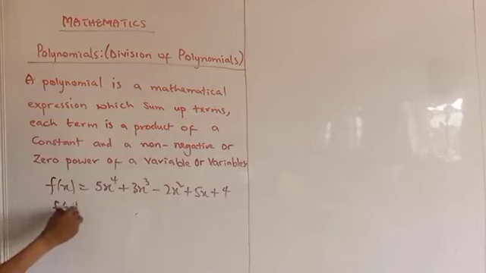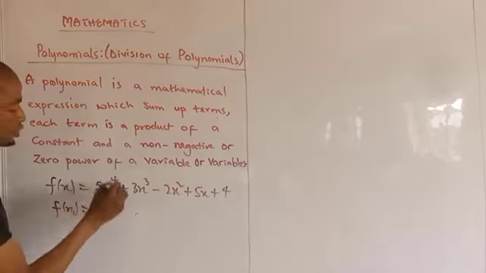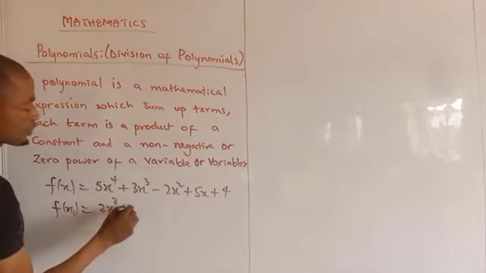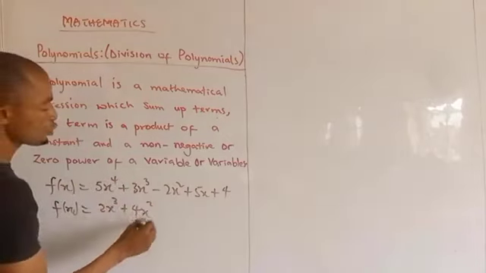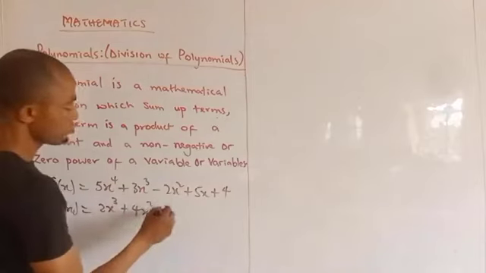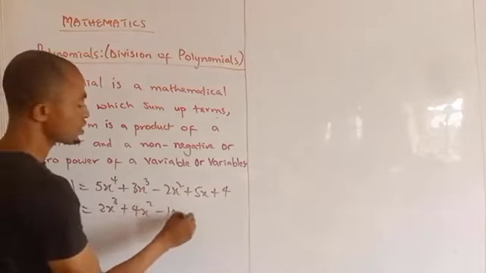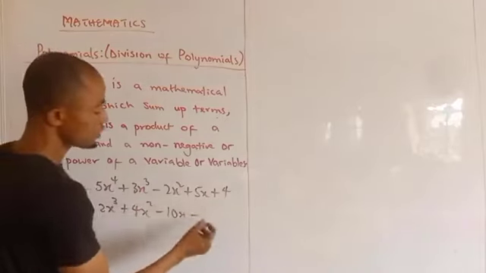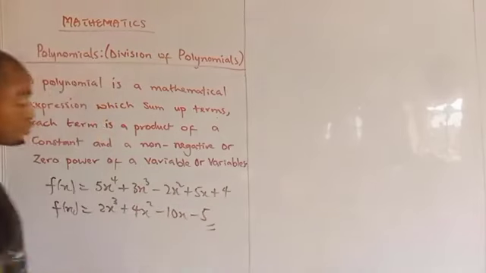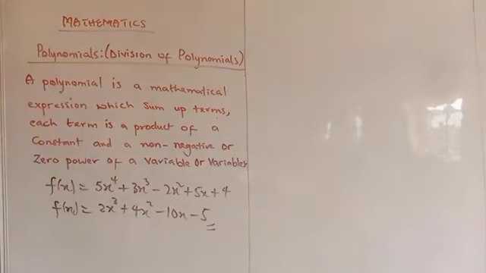f of x equals, this is another example, 2x to the power of 3 plus 4x to the power of 2, let's say minus 10x, then maybe minus 5. This is still an example of a polynomial. So when we have an expression that sums up in this way, we call it a polynomial.